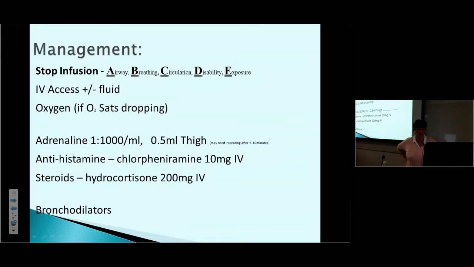But it is checking the patient's airway, checking breathing, listening to the breathing. Can we hear wheezing, stridor? Looking at circulation. Are they becoming cyanosed? Checking the pulse. Are they tachycardic? Is it weak? Is it strong? How alert? Are they conscious, unconscious, or are they losing consciousness? And then have they developed a rash?